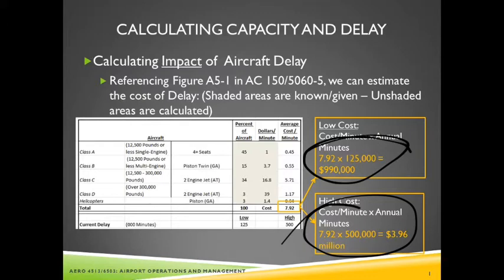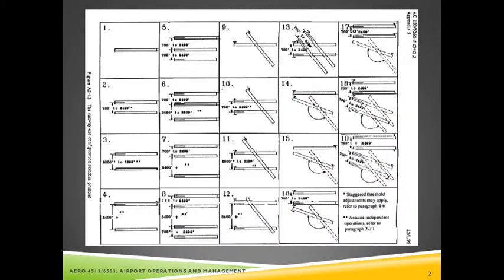We can calculate the cost savings of a different runway. So if we were to construct a new runway, we can calculate how much savings would be realized if we look at a different runway layout and the investment cost in that additional runway, and then compare the savings in delay to help us determine up front whether or not it is wise to make that investment.